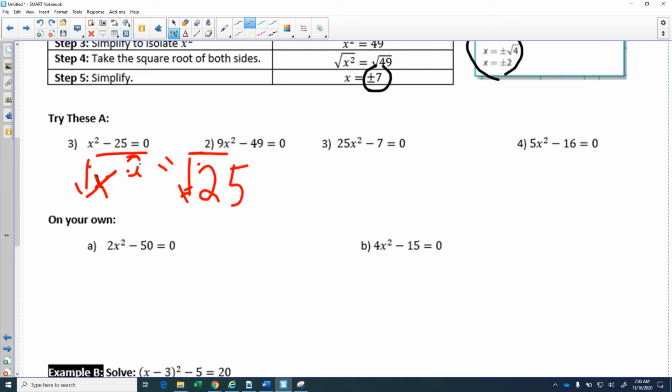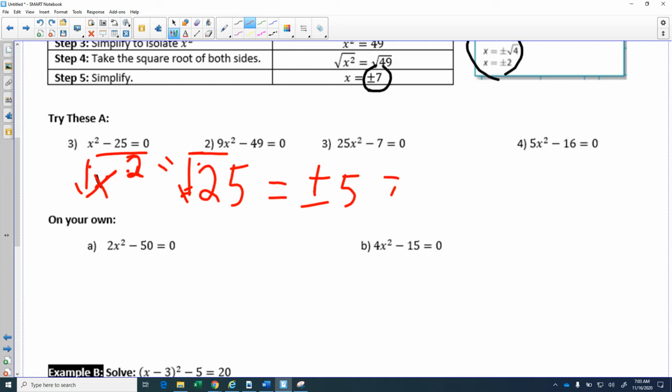This is a squared here. To get rid of that squared, I have to take the square root of 25. That would give me positive and negative 5. Now the idea is as simple as this. If I take 5 times 5, that would give me 25. If I do negative 5 times negative 5, that would also give me 25.